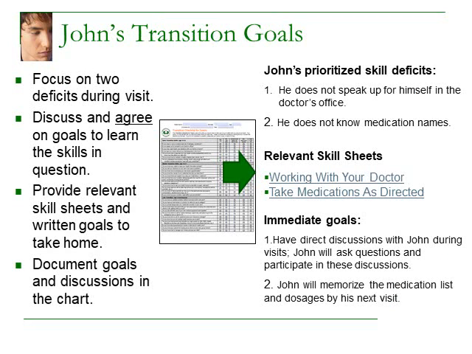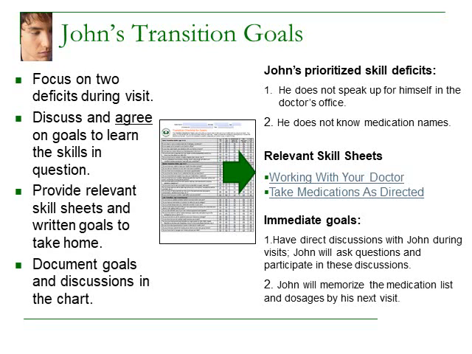During the visit, the pediatrician will focus on 2 skill deficits, discuss and agree on goals for John to learn the skills in question, provide relevant skill sheets and written goals to take home, and document the goals and discussions in John's chart. After talking to John about several of his answers on the checklist and helping him prioritize the skill areas most important to him, the skill deficits chosen for immediate action and improvement include does not speak up for self in doctor's office and does not know the names of the medications he takes.